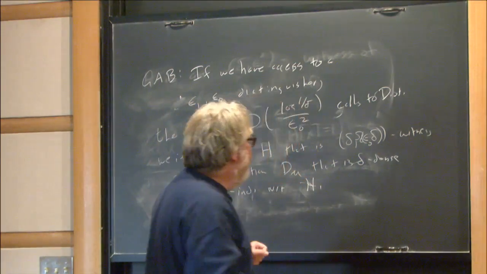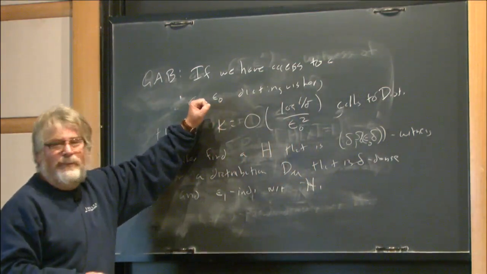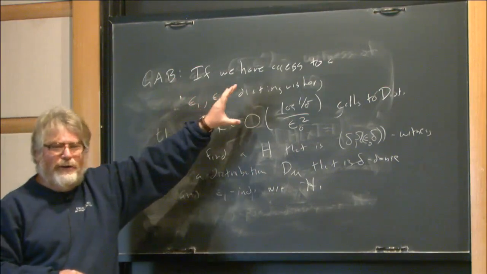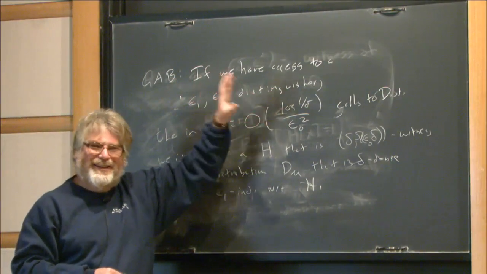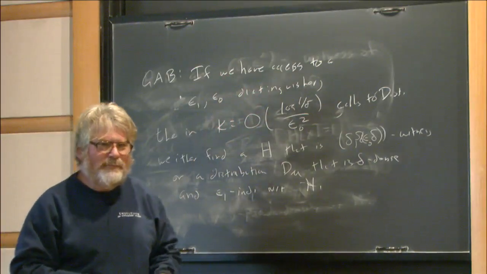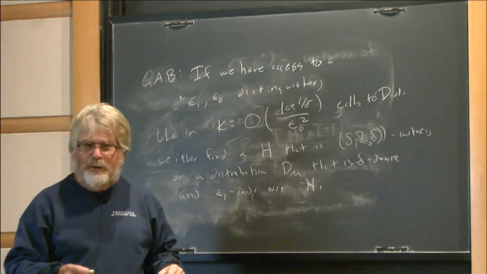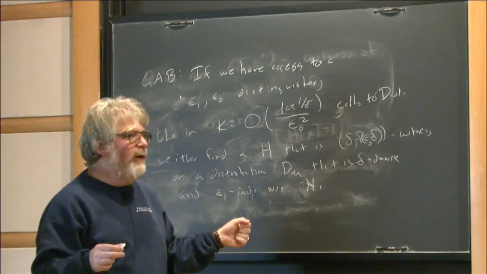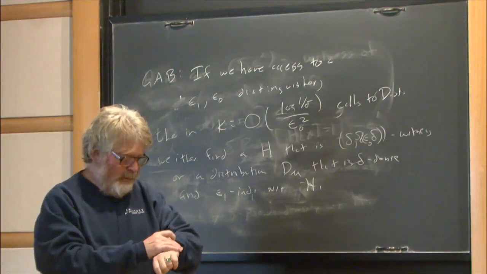So it just says everything except how you come up with this distinguisher is algorithmic. So once you have the distinguisher, then you're set.